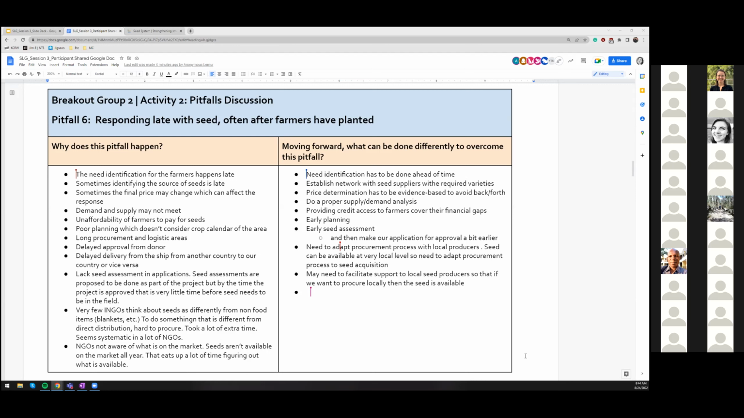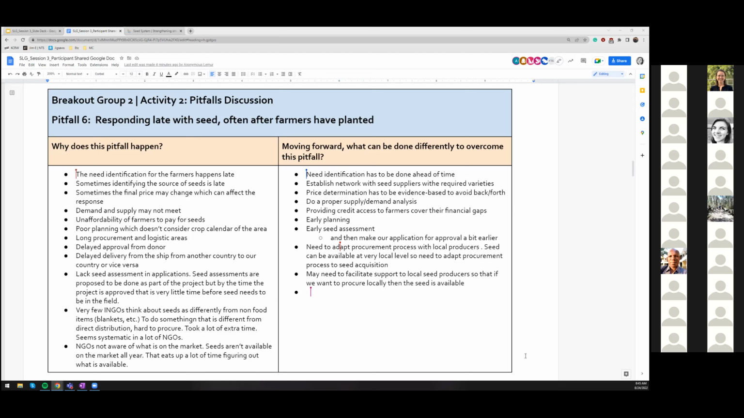Another discussion was around poor planning, not considering the cropping calendar of the area, procurement and logistical concerns within organizations, as well as with the donor, like delayed approval from the donor, delayed delivery from ships. So a lot of conversation about both planning and the inevitable delays that will happen. And then moving forward, what can be done differently is definitely doing early seed assessments so that our application for approval can be done earlier.